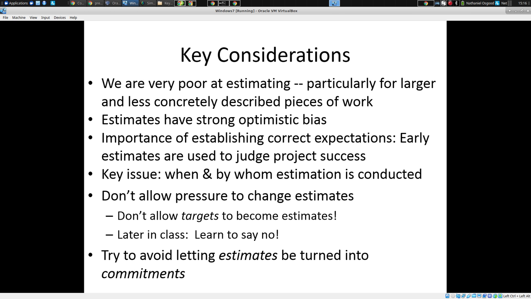Now, estimates tend to have, for psychological reasons, strong optimistic bias. We tend to err on the side of promising it too early, which, it turns out, is the dangerous side. If we promise it too early and people build their expectations on that, they can be grievously disappointed. If we say it's going to take longer than it actually is, and we actually deliver it earlier, people will not be disappointed. They'll often be happy. Okay. Now, another key point, though. There's an asymmetry in how bad it is to be off in one direction or another.